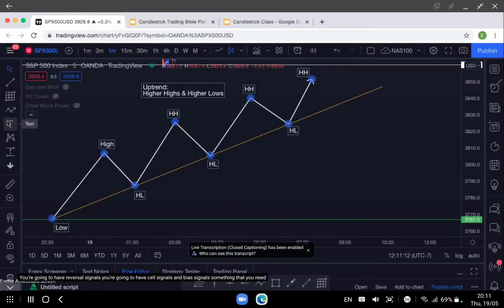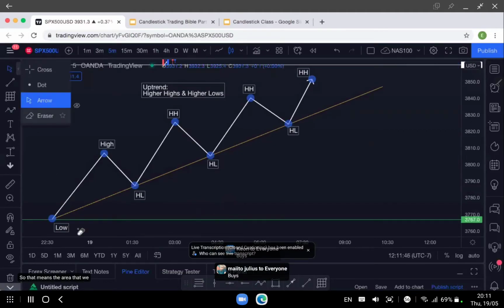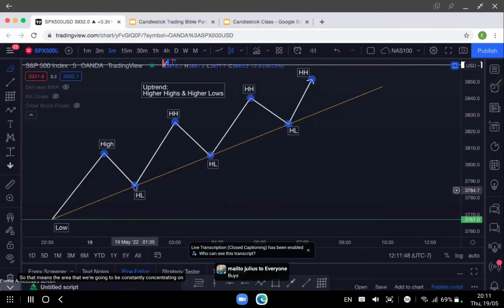Something that you need to remember is the trend is your friend. So if the trend is your friend, are you looking for buys or sells in your uptrend? You're going to be looking for buys. Perfect. So that means the area that we're going to be concentrating on, all right?